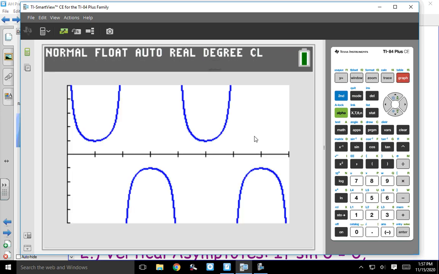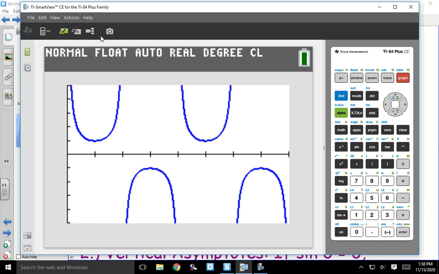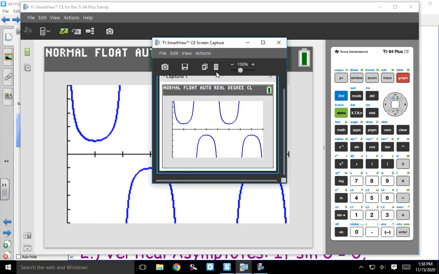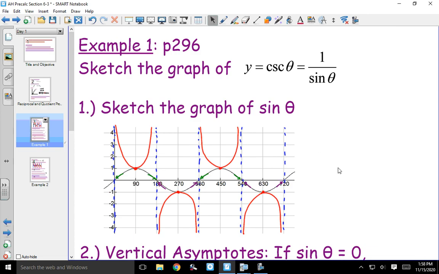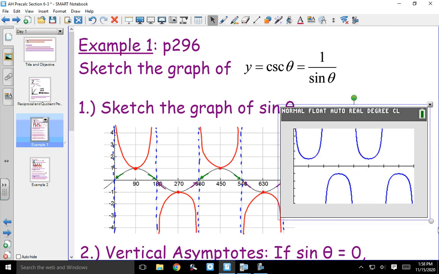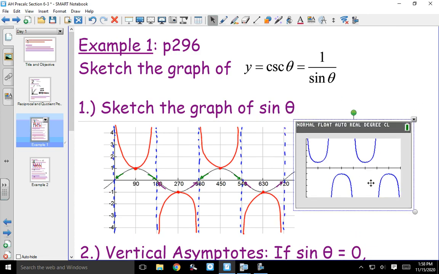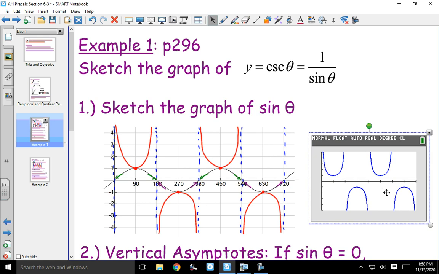There we go. That looks like the graph of cosecant that we just came up with. In fact, let's grab a picture of that, and we'll paste it into our sketch here. That, in fact, looks very close to the graph that we have.